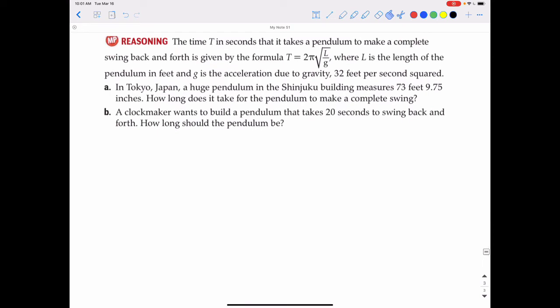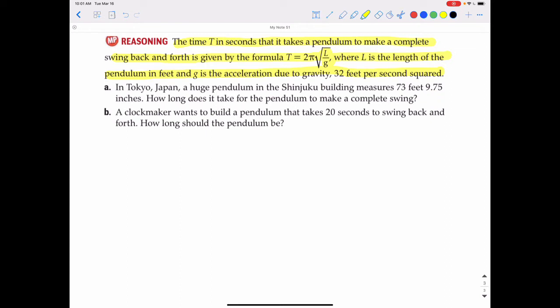So now let's use these techniques to do a word problem. The time t in seconds that it takes a pendulum to make a complete swing back and forth is given by the formula t equals 2 pi times the square root of L over G, where L is the length of the pendulum in feet and G is the acceleration due to gravity at 32 feet per second squared. We'll do both of these parts.